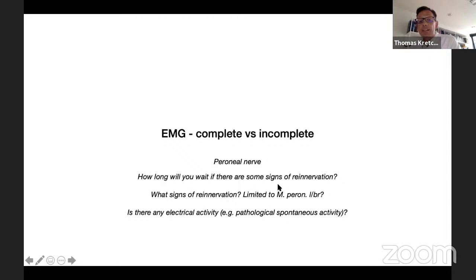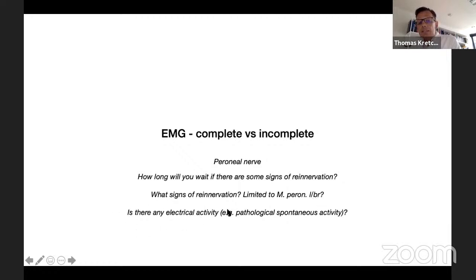How long will you wait if there are some signs of reinnervation? And sometimes you have a reinnervation in the superficial peroneal nerve, and the deep peroneal nerve, which supplies the tibialis anterior, is totally out and will never come. So then it would not be a nice idea to wait forever. So it's also important, what signs of reinnervation do you see? Are these limited only to the peroneal musculature?